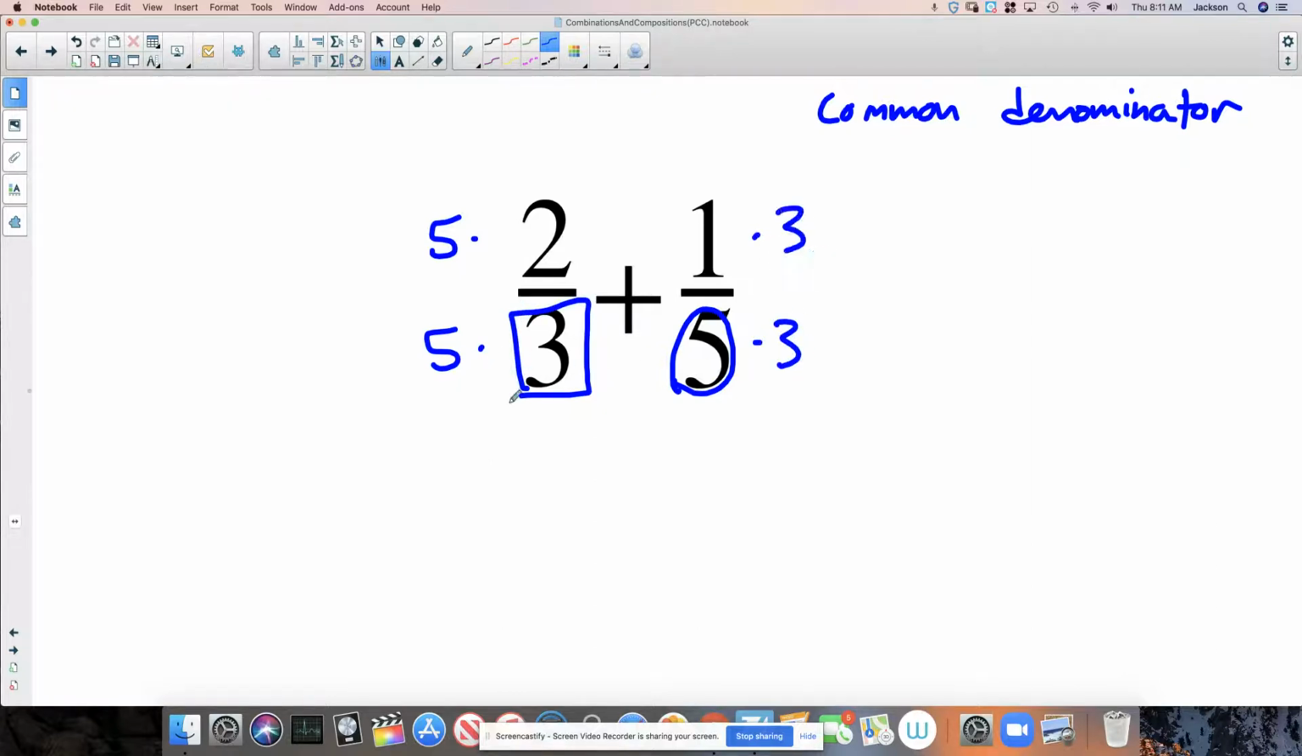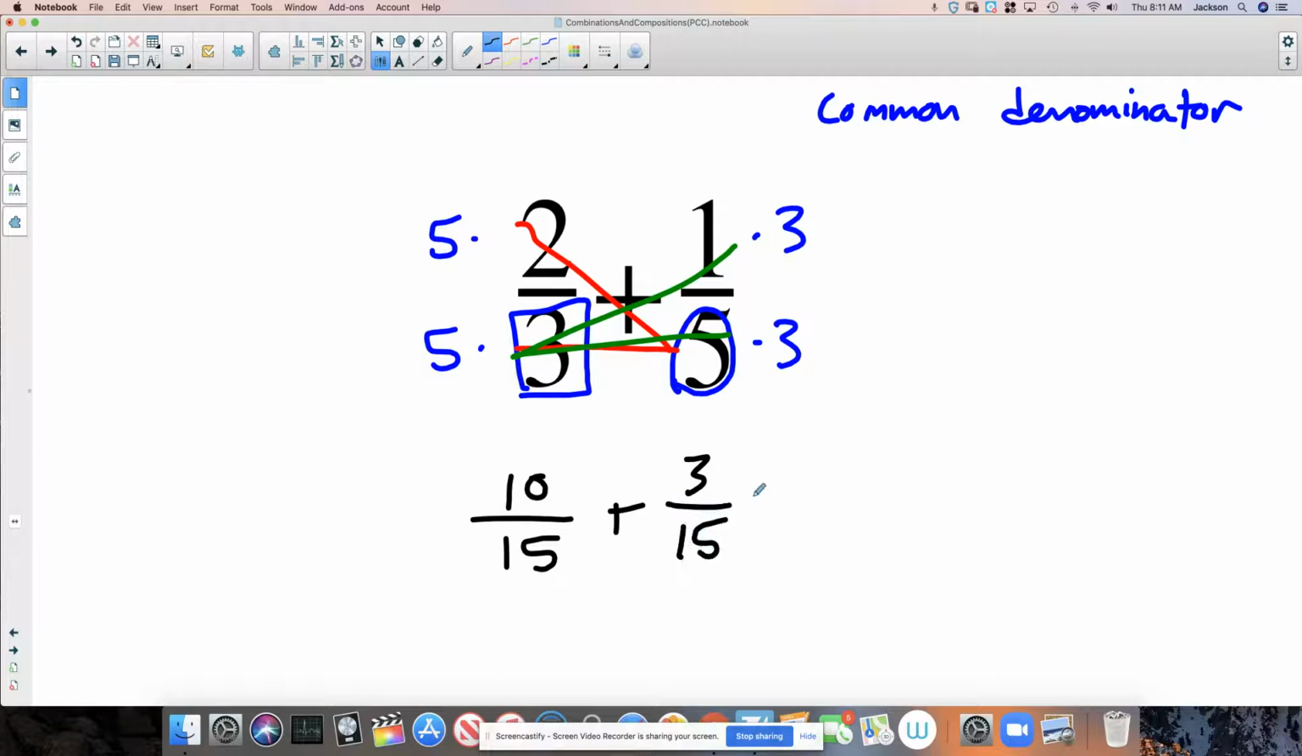top here. So this 5, and my picture here is going to get a little jumbled, I apologize, gets multiplied on the bottom and on the top, and this 3 gets multiplied on the bottom and on the top. What we end up with on the top is 10, the bottom is 15. Over here, we end up with 3 over 15. And now, since our denominators are the same, we can add these together, and we get 13/15. Please don't add the denominators.